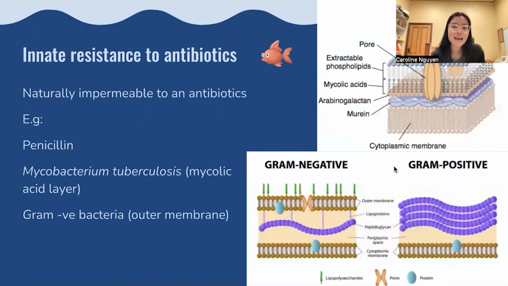Innate resistance to antibiotics. Two examples that you'll need to know would be some gram-negative bacteria, and mycobacteria. Mycobacteria can fight against antibiotics because they have this layer of mycolic acids here. And gram-negative bacteria can fight against antibiotics because they have an outer membrane to protect them. Not all gram-negative, but that's just some examples.